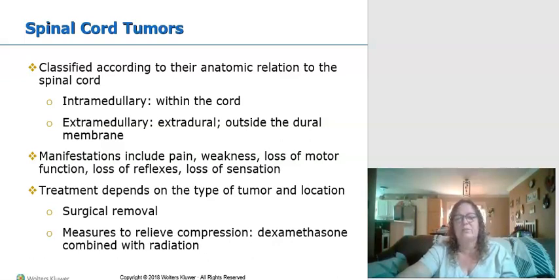They include surgical removal when possible, measures to relieve compression. And so if you're unable to remove it, you can do dexamethasone combined with radiation. If they can't remove all the tumor, sometimes they will remove part of it and then do radiation. So they'll do a debulking and then radiation if it's indicated.